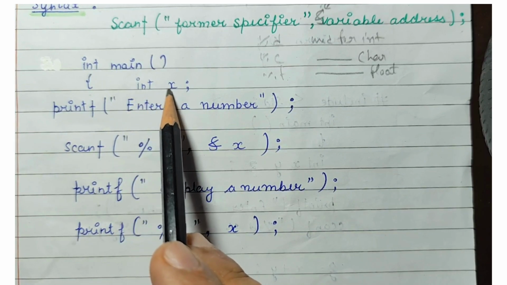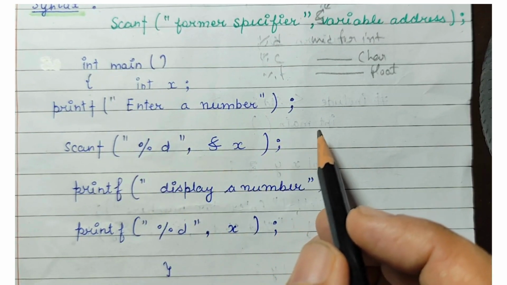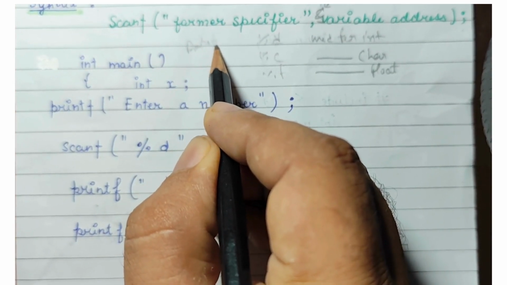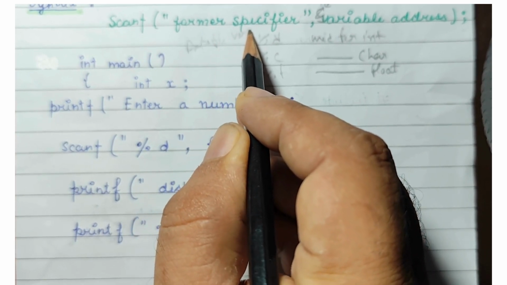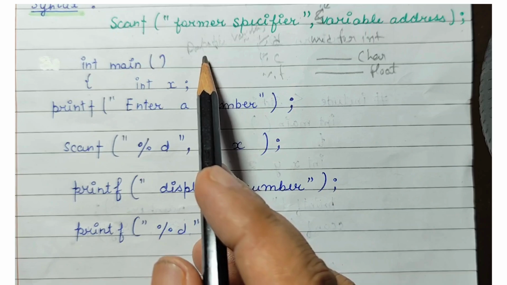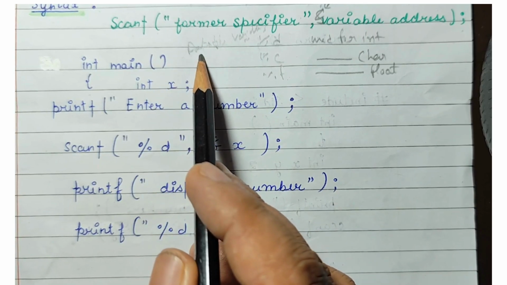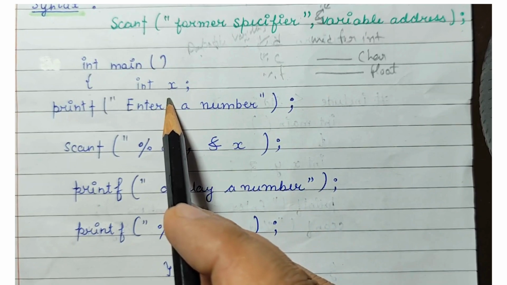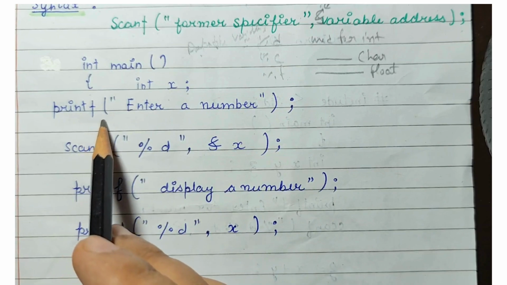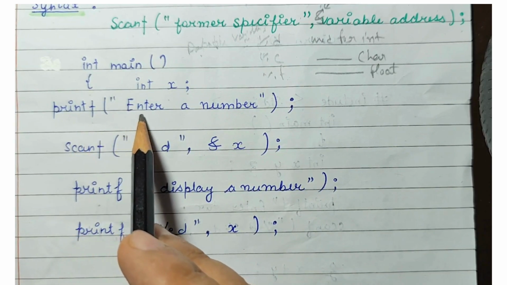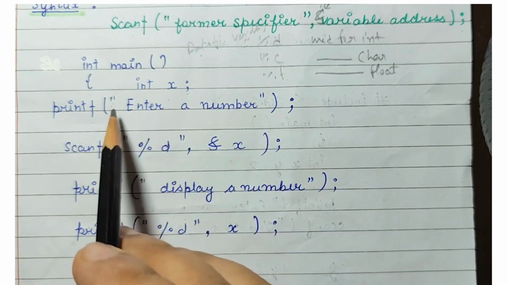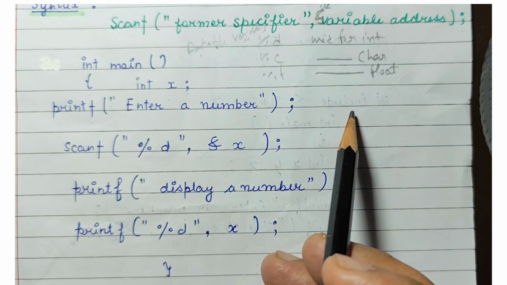So in the first statement we use the rule data type. What is the rule? The rule is data type, space, variable name. This is the rule for declaring a variable. Now int is the data type, x is the name of the variable, and then a semicolon. Then we display a message using the printf statement, enter number. Whatever text you include inside the double quotes will be displayed as such on the output screen.